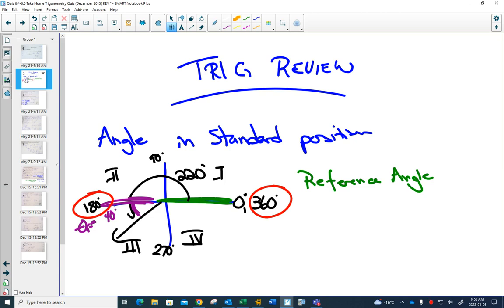Does it make sense if your reference angle was in quadrant 2, that your actual angle would be 180 minus your reference angle. In quadrant 3, it's 180 plus your reference angle. And if you had a reference angle in quadrant 4, well, all the way around would be 360, and then you would subtract your reference angle. So your reference angle helps you find your angle in standard position. Your angle in standard position can help find your reference angle.